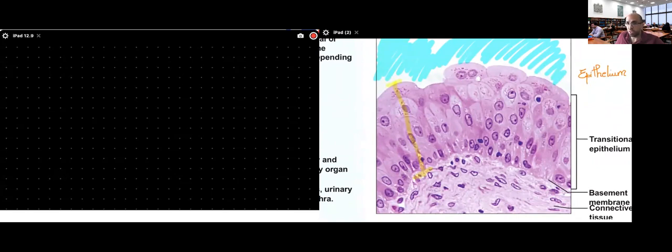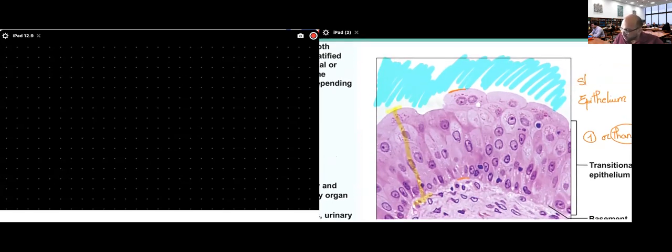So what is the next thing I need to look at in any kind of epithelium? I need to look at how many cell layers. Do I have one cell layer or more than one? What do you think? Is this one cell layer or more than one cell layer forming this epithelium? More than one cell layer. So this is gonna be classified as stratified epithelium. Stratified epithelium.